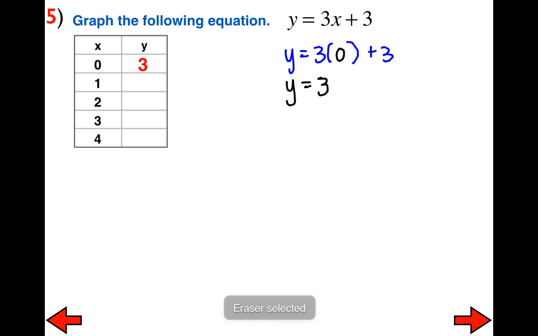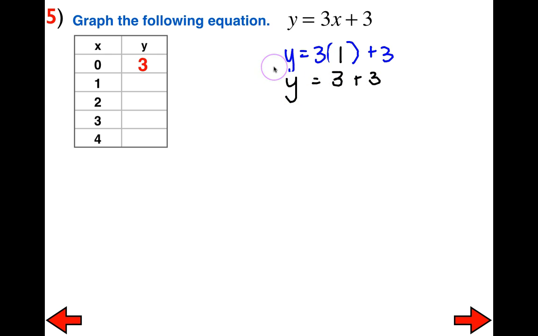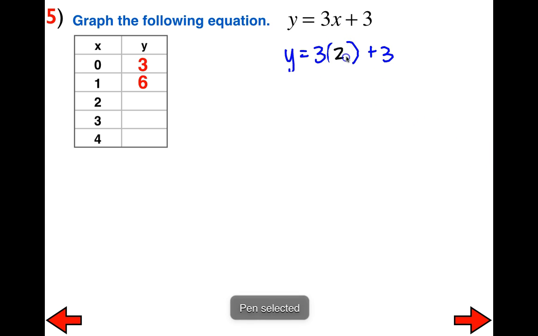Now what if x is 1? So you're just going to replace this with 1. If x is 1, you would have 3 times 1, which is 3. You add on this 3, and you would get y equals 6. One more time, what if x is 2? We're just going to replace our x value with a 2. Here, y equals 3 times 2, which is 6, plus 3, which would give you 9. So go ahead and finish this table.